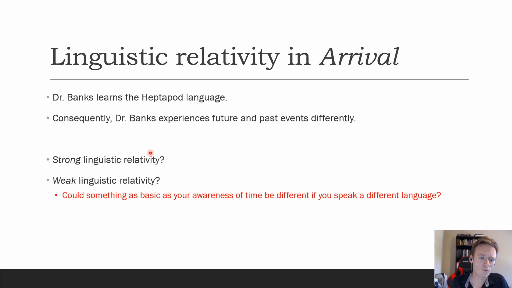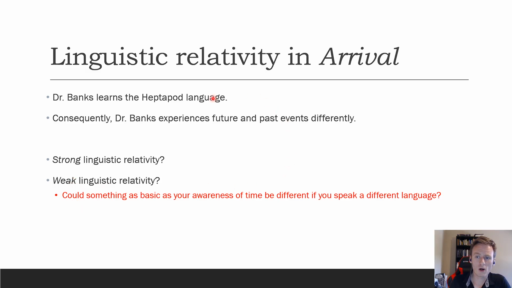So is this a case, and are the makers of the movie subscribing to a strong linguistic relativity thesis? It doesn't seem like they necessarily are, because it could be the case that some of Dr. Banks's thoughts occur independently of, say, the heptapod language. Maybe some of Dr. Banks's thoughts occur independently of the English language. Maybe some of Dr. Banks's perceptions occur independently of any of the languages she knows. And if that's the case, then we don't need to really subscribe to the strong linguistic relativity thesis. But even then, the weak linguistic relativity thesis would still be really important and controversial.